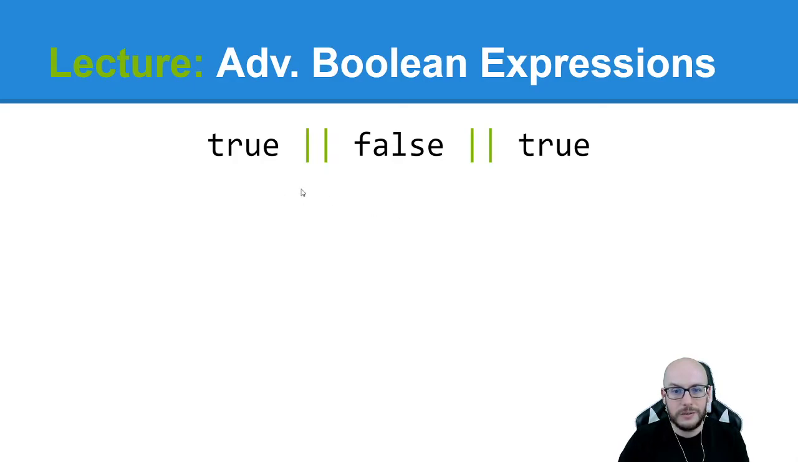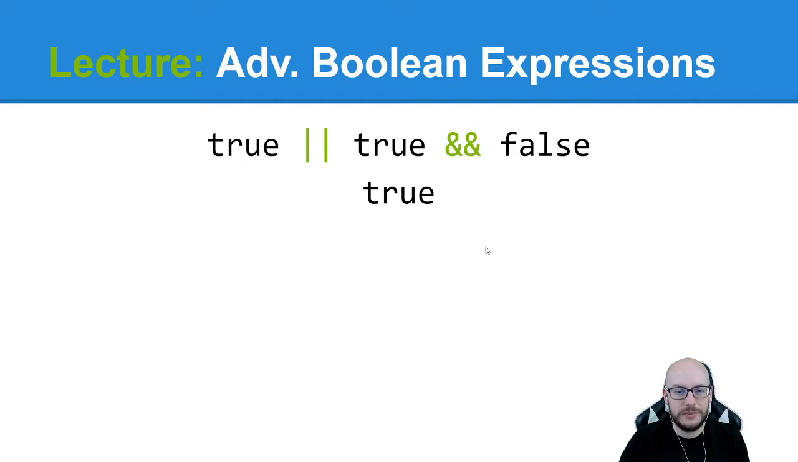Okay, here we're looking at some involving ors. We have true or false, which is going to give me a true value. I'm left with true or true. What about this one? What do you think this one evaluates to? This one's going to give us a true value. All right, let's talk about this.